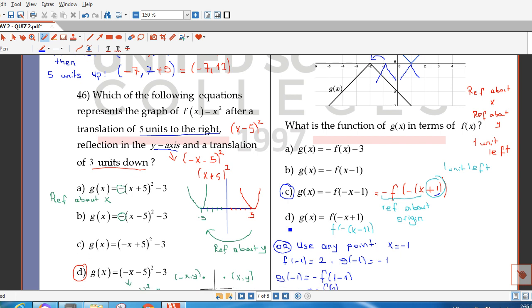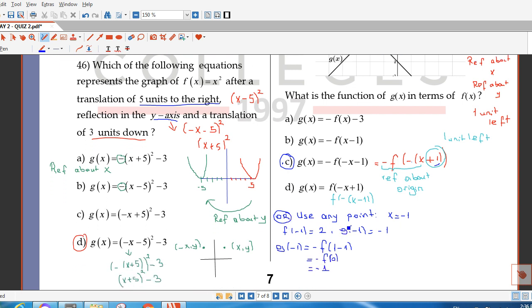In the D, there is reflection about y, then 1 unit to the right. Or if you don't want to be busy with transformation, if you have problem understanding transformation, any point on your graph can help you. You can use any point. For example, I prefer x is equal to -1. This logic works really well. Sometimes you can be between two choices. You may choose one more point.